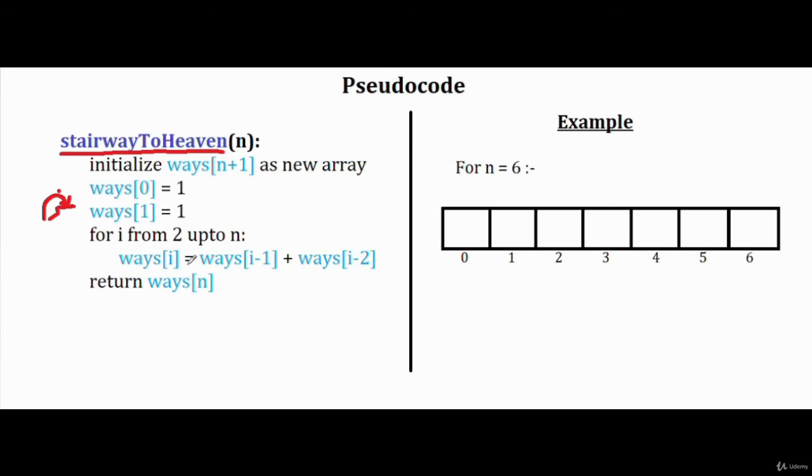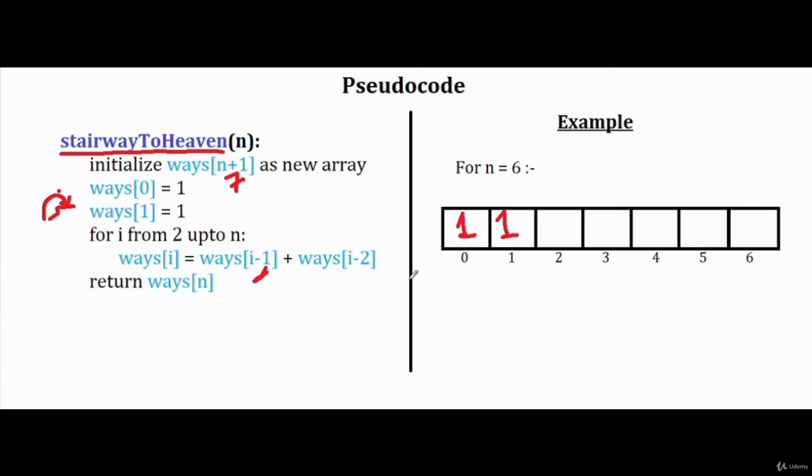Now, for all the integers from 2 to n, we just use our recursion formula to calculate ways I. Finally, we return ways n as our output, which is the number of ways to reach the nth stair. Now let's run this code for n is equal to 6. We first initialize the ways array with n plus 1, that is 7 units. We have ways 0 and ways 1 as 1, so filling them up.